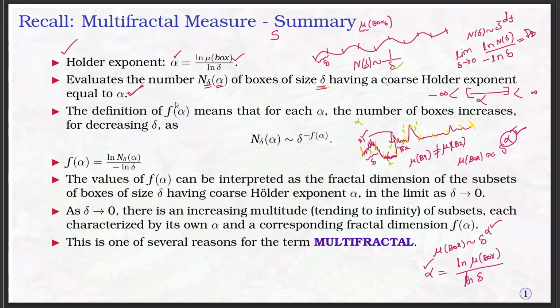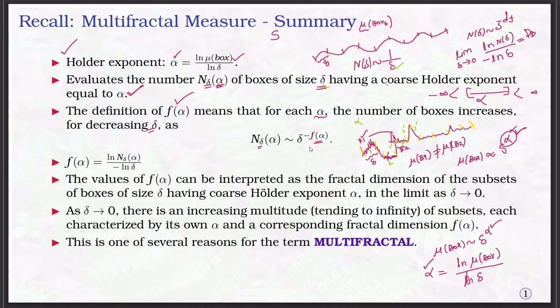Now we are defining what f of alpha is. See here the definition of f of alpha: for each alpha, the number of boxes increases when delta decreases. It has the scaling property. This f of alpha is defined as: the number of boxes of size delta having the Holder exponent alpha is directly proportional to delta to the power minus f of alpha.